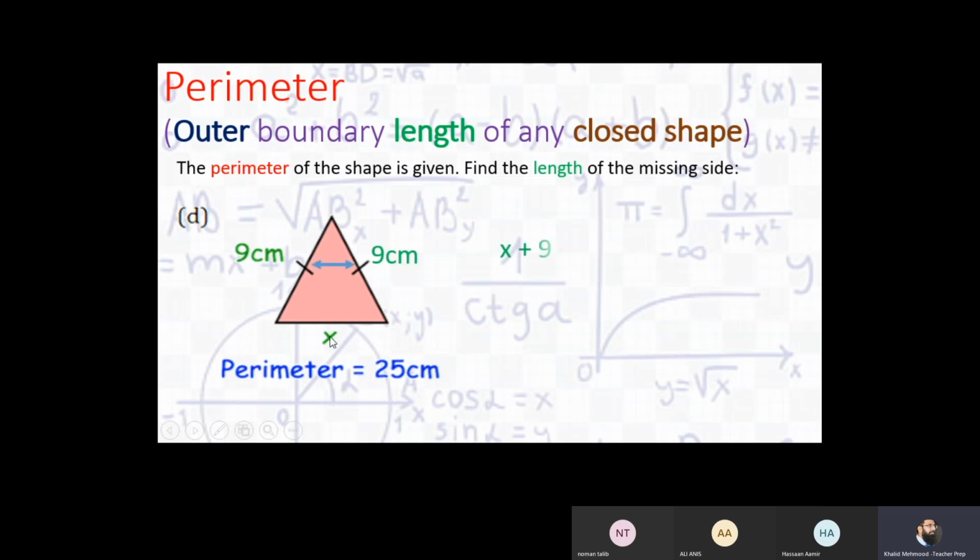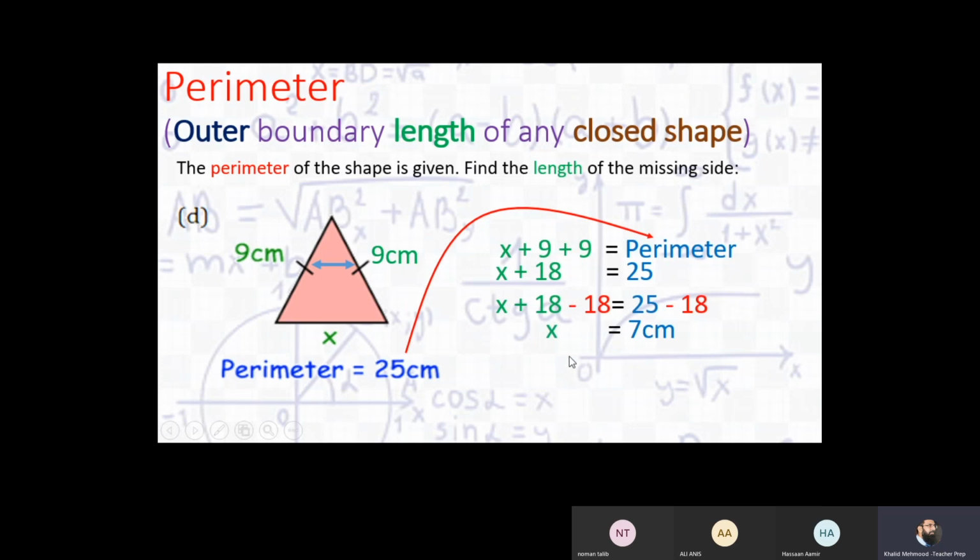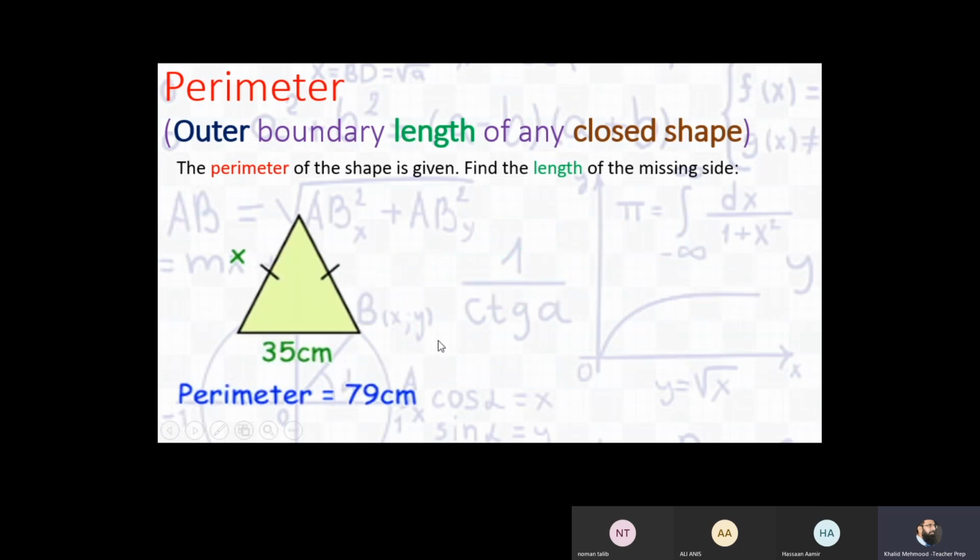So now the perimeter will be x plus 9 plus 9, the outer boundary line. But the perimeter is given, so in place of perimeter we'll write 25 centimeters. So x plus 18 is equal to 25, and then we'll solve this one and get the answer. Similarly, in this one, again an isosceles triangle.